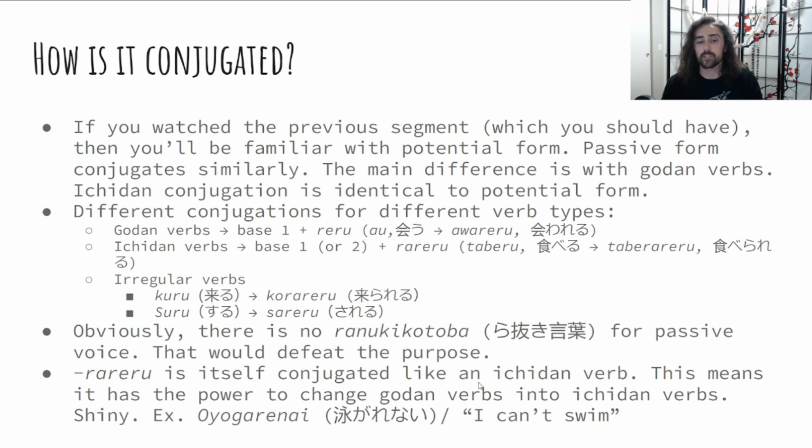So it means it can change godan verbs into ichidan verbs, right? So oyogu, which is to swim, becomes oyogareru, which now is going to function like an ichidan verb when you conjugate it, as opposed to a godan verb. So you would conjugate it as oyogarenai.